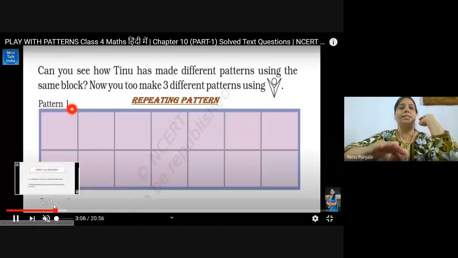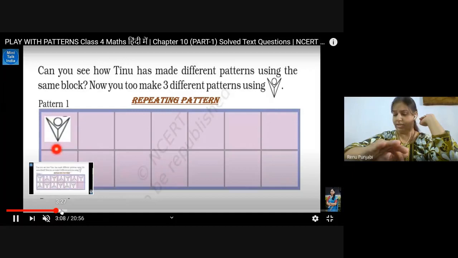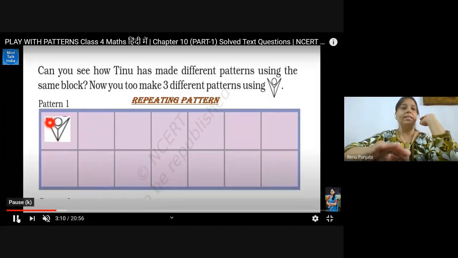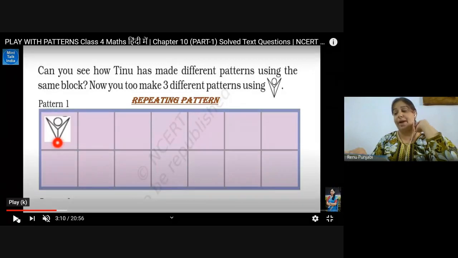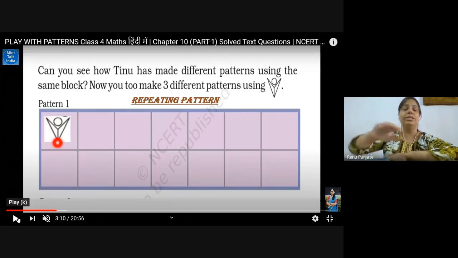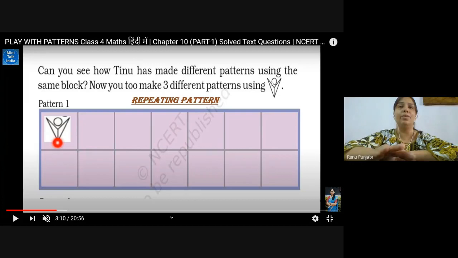Now open the same page number, page number 108. There is given, can you see Tinu has made different patterns using the same block? Now you have to make 3 different patterns using the block. This is the block which is given in your textbook also. Using this block, can you create different patterns and draw them in your textbooks?